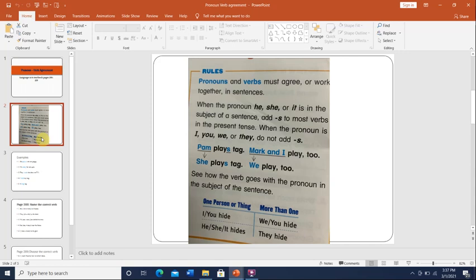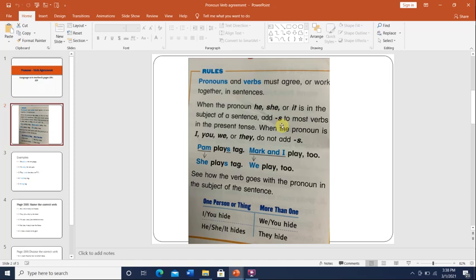we add s to the verb if the subject is about one person or one place or thing. So which nouns talk about one person, place, or thing? The pronouns he, she, and it. He refers to one boy or one girl or one man. She refers to one woman or one girl. It refers to one object or one thing. So when the sentence is about one person, place, or thing, we add s to the verb in the present tense.